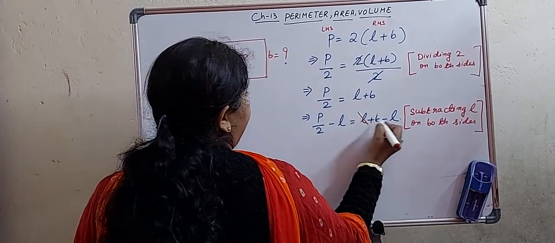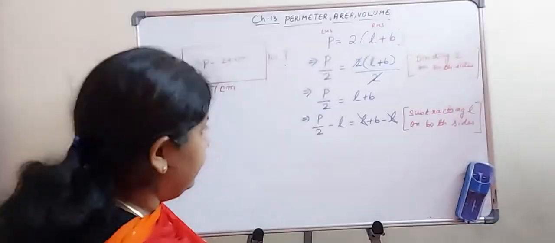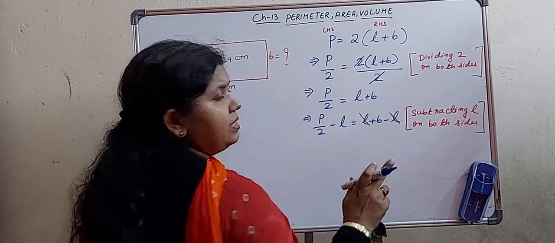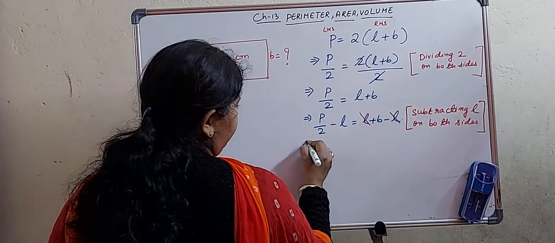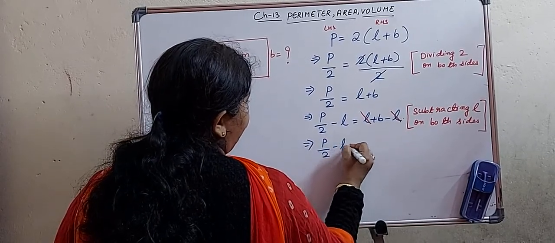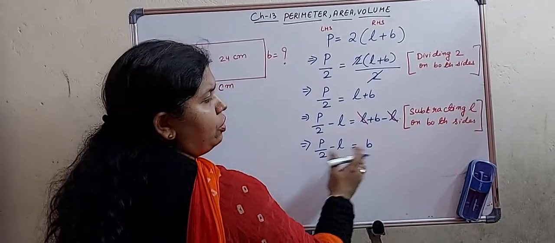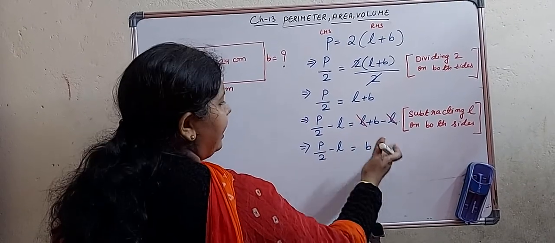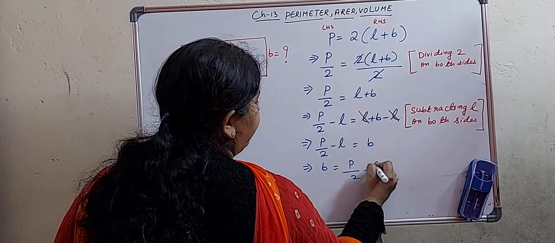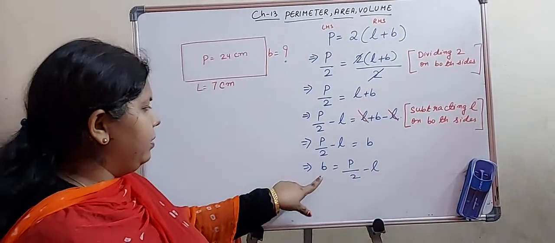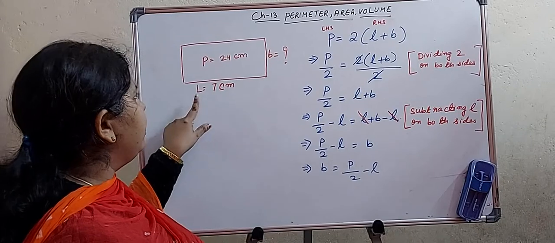So this L and this L will get cut, because any number, if you subtract the same number, you get 0. So what is remaining? P by 2 minus L equal to B. Or you can interchange the position of LHS and RHS, which implies B equal to P by 2 minus L. So we got the formula to take out breadth. So simple it is.